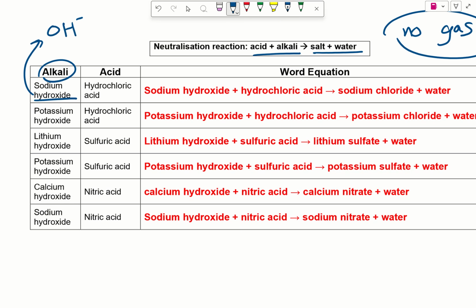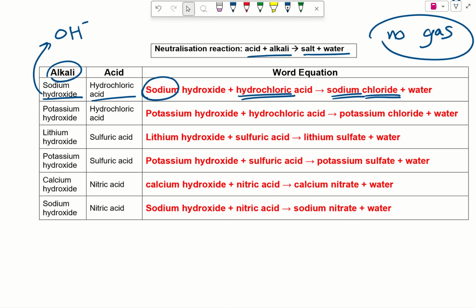Okay, hydroxide. So anything we see that has hydroxide will be an alkaline. Okay, so we have sodium hydroxide plus hydrochloric acid, so the salt must be chloride because it's hydrochloric acid. Then we use the metal, which is the sodium, and we name the salt as sodium chloride.